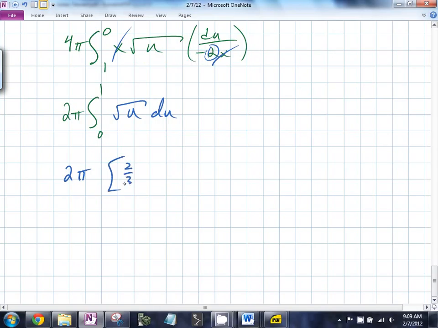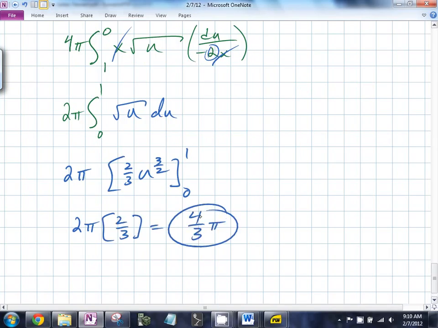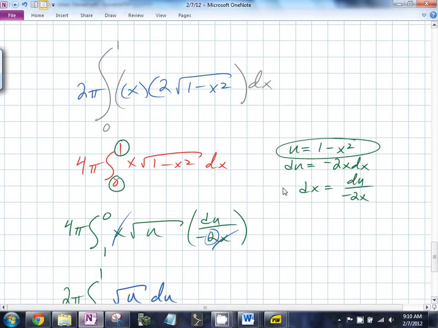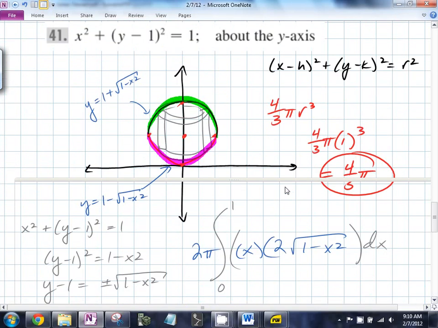2/3 u to the... Yeah, good job. 0 to 1. Agreed? Plug in 0, what do you get? 0. Plug in 1, you get 2 pi times 2/3, which is 4/3 pi. Pretty cool, huh? What's really neat about this, did we at any point use the area of a circle?